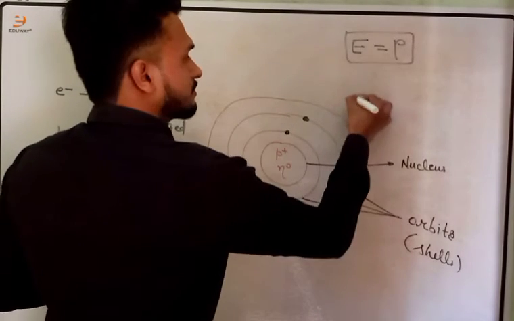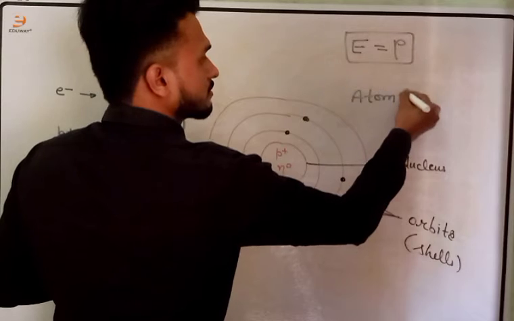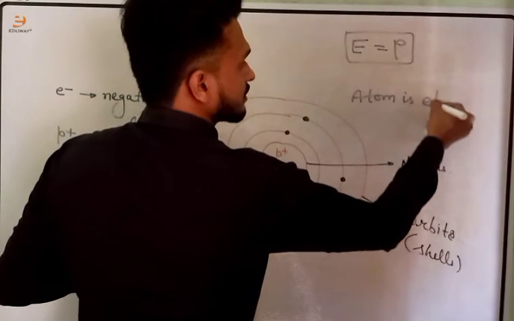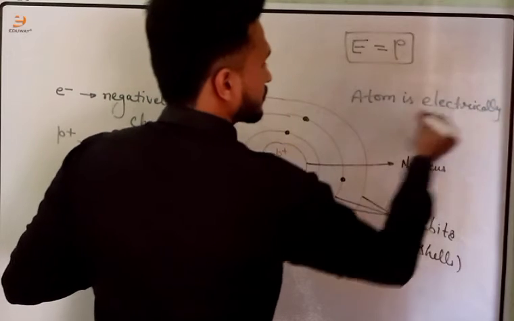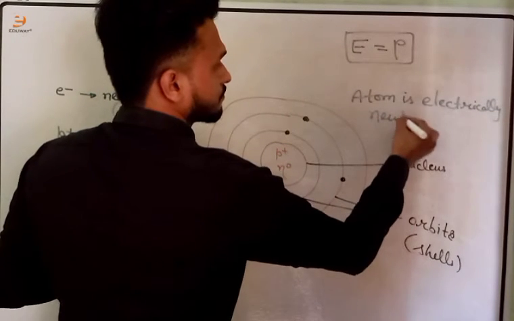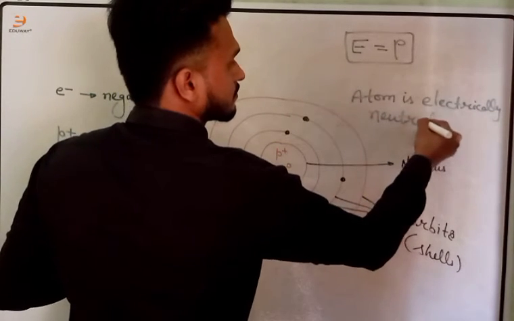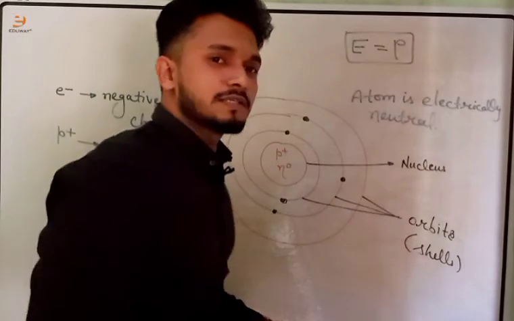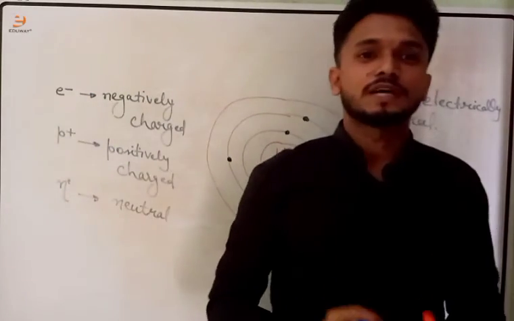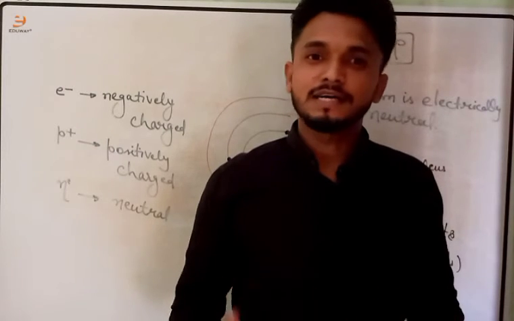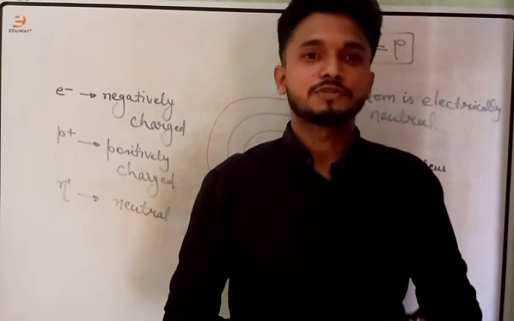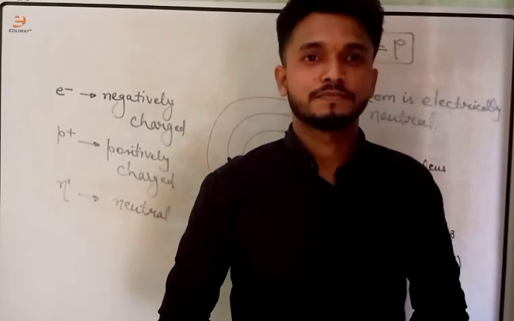That is, the atom is electrically neutral. And similarly, the society as a whole is neutral. It consists of good guys and bad guys, but ultimately the society is balanced.